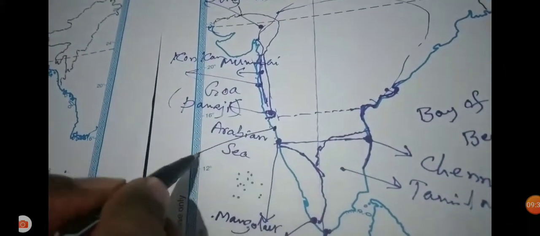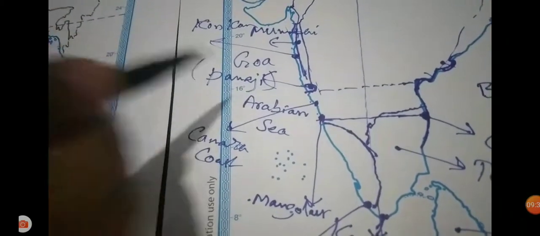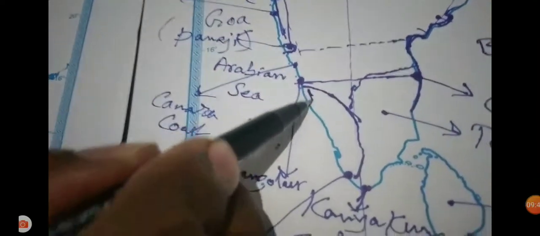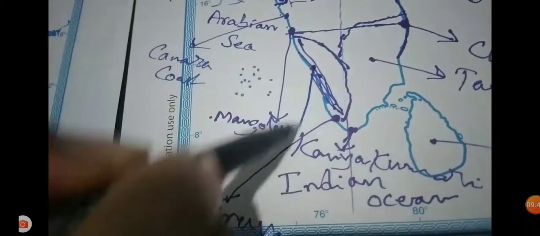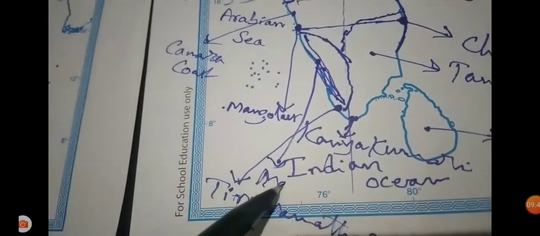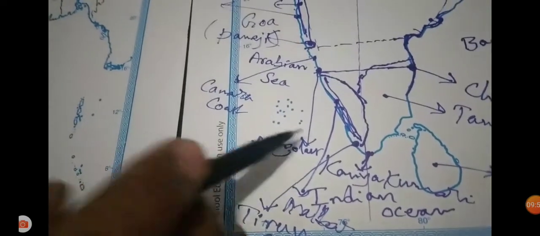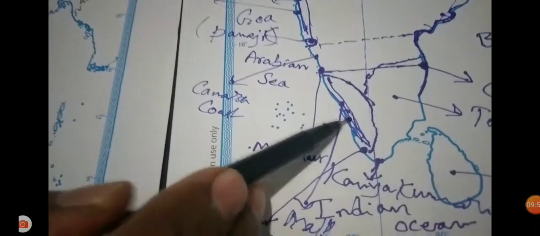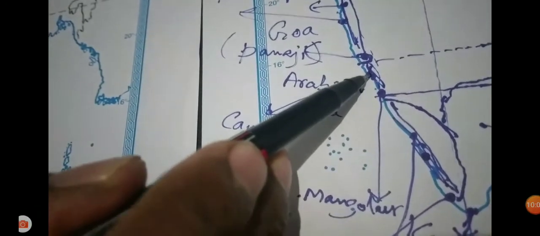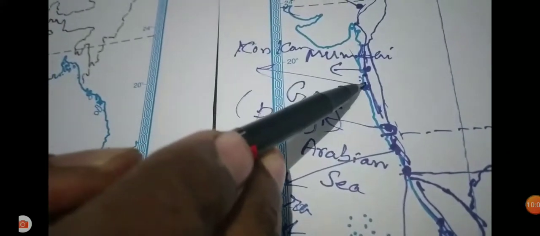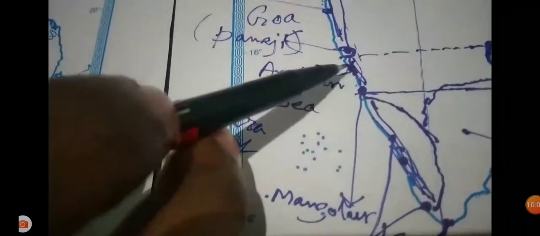The west coastal plains are very narrow. The Canara coast is also called the Karnataka coast. Further south is the Kerala coast, which is also called the Malabar coast. The Maharashtra and Goa coast is the Konkan coast. The smallest coast is the Canara coast.